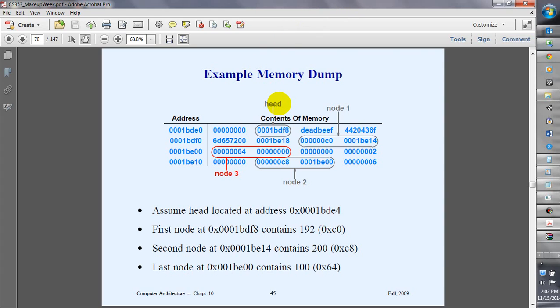So basically, just assume that this is sort of how that works. And that's just assuming that the head is located at that particular location. And then we've got basically a count and a next pointer.